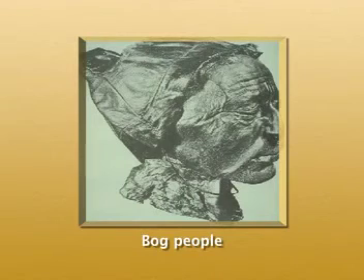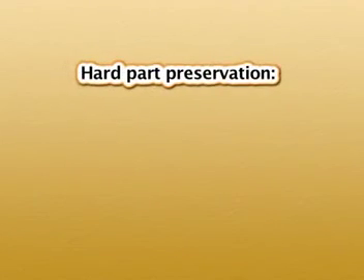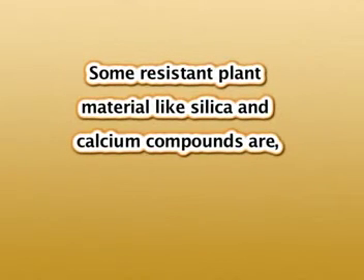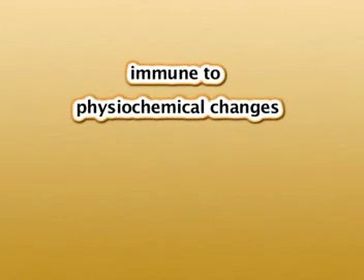Now, bog people. Peat bogs have yielded the famous bog people, 2,000 years old humans with intact skin, hair, and clothing due to the presence of antimicrobial, tannic, and fulvic acids. Because of the low pH, their bones have been dissolved. Now, hard part preservation. Some resistant plant materials like silica and calcium compounds are immune to physiochemical changes, thus serving in fossilization of the organism.